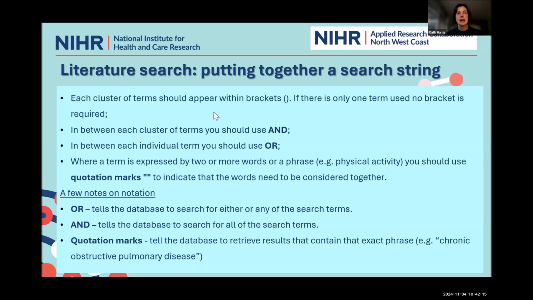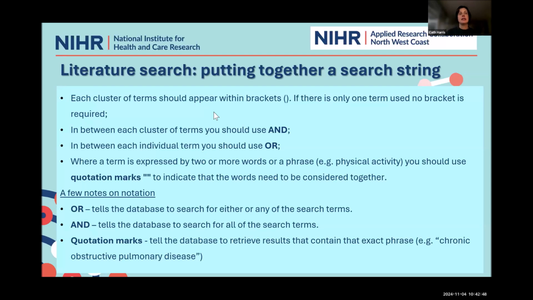One last thing, we've also got a bit of information about quotation marks. Quotation marks tell the database to retrieve results that contain an exact phrase. This only applies if you have a search term that has more than one word. If you're just searching for one word like stroke, you don't need to use quotation marks. However, if you are searching for cerebrovascular disease, you might want to put quotation marks around that so that it will return that specific phrase.